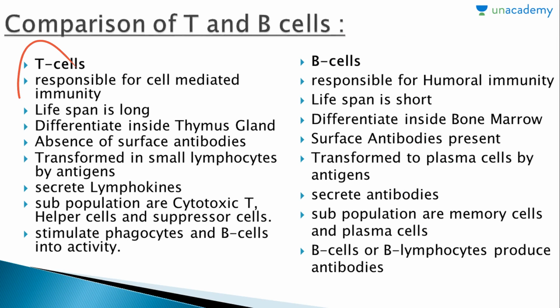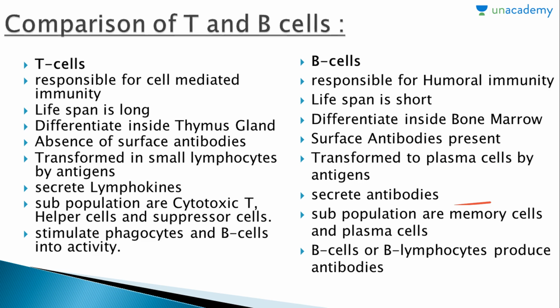T cells have a long lifespan and B cells have a short lifespan. T cells differentiate inside the thymus gland. B cells differentiate inside the bone marrow. Absence of surface antibodies in T cells. In B cells, surface antibodies are present. T cells are transformed into small lymphocytes by antigens, and B cells are transformed to plasma cells by antigens. T cells secrete lymphokines, and B cells secrete antibodies.